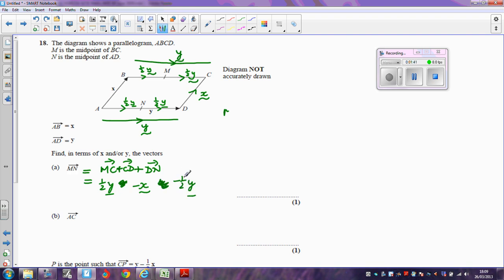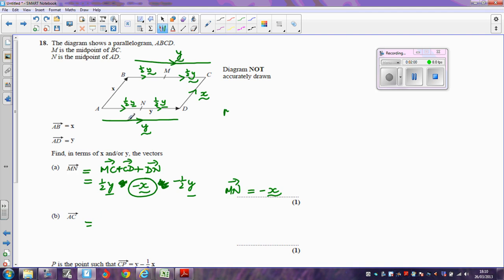Now I notice here that the half y and the minus half y cancel each other out, so MN is actually just the vector minus x. And you can really see that from the diagram. There's x. This vector here is fairly obviously parallel to each of these two. So from M to N you can see is minus x.